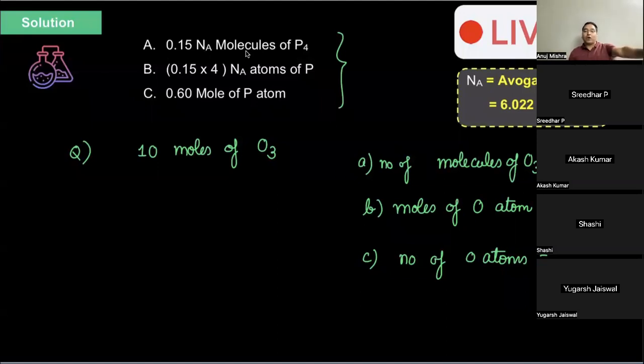10 moles of O3. You treat O3 as one unit, one particular unit. I'm asking how many O3s are there? Number of molecules. So how many units of O3 do we have? What shall be my answer for A? I think everybody should get option A without any mistake. Very good. The answer is 10 Na. Yes or no? 10 moles, simply you say 10 Na.